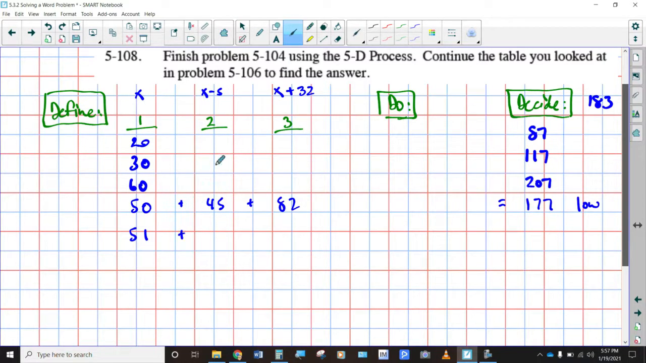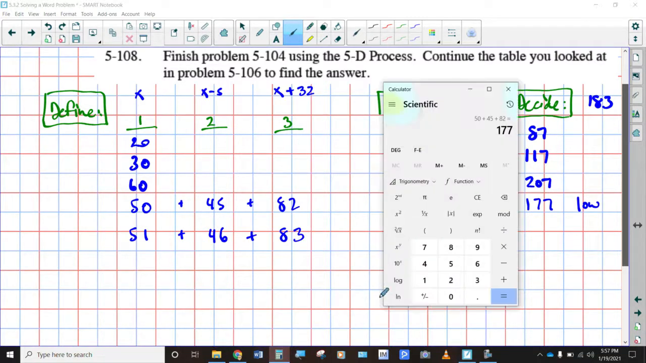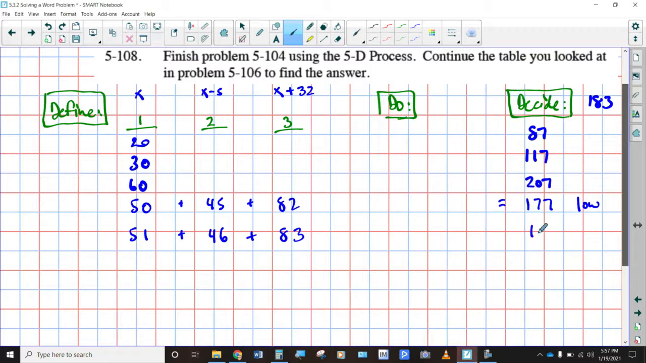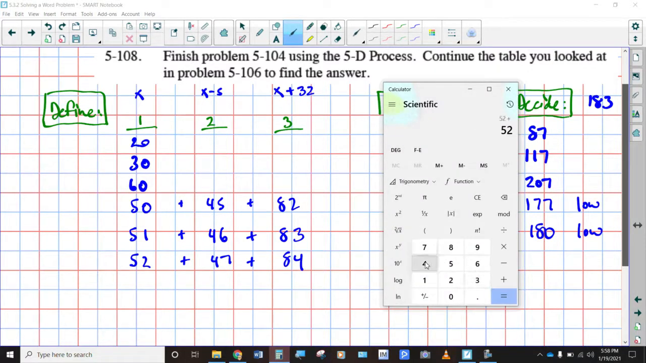So that would be 51, making this one 46. And then this one ends up being 83. So what do we get when we add those in? 51 plus 46 plus 83, and you get 180. That is still too low. But I think we're going to get it on the next one. We're going to do 52, 47, and 84. Let's see what we get there. I'm pretty sure this is going to be it. 52 plus 47 plus 84.